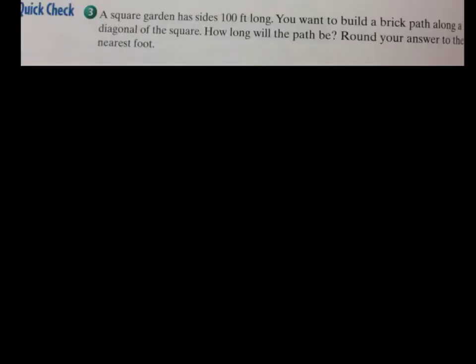Quick check number 3 says, you have a square garden where each side is 100 feet long. You want to build a brick path along the diagonal of the square. How long will the path be to the nearest foot? Please pause the video while you try to figure this out.